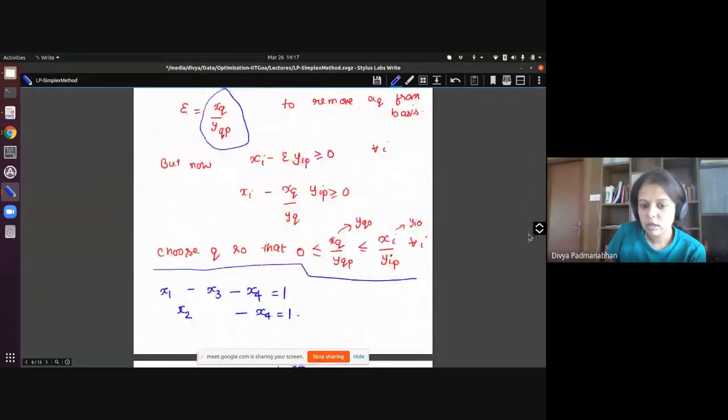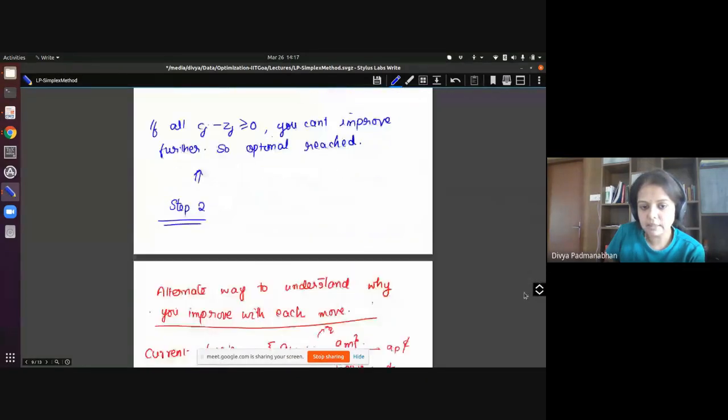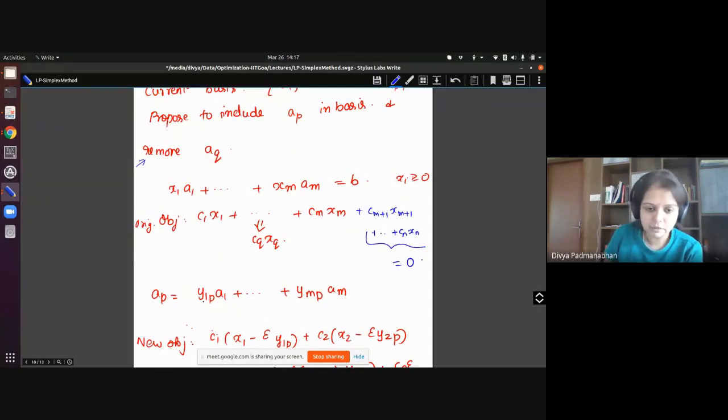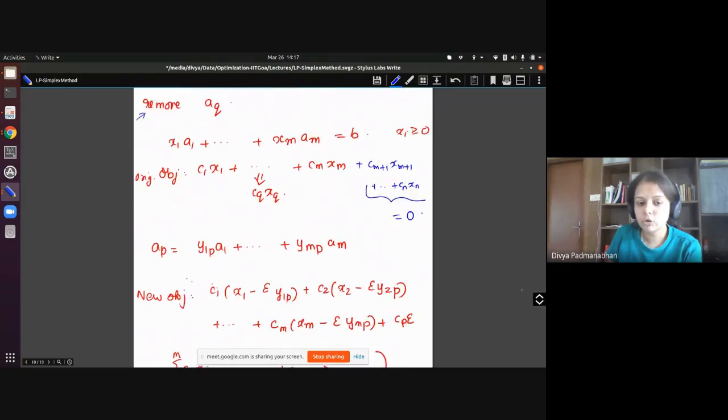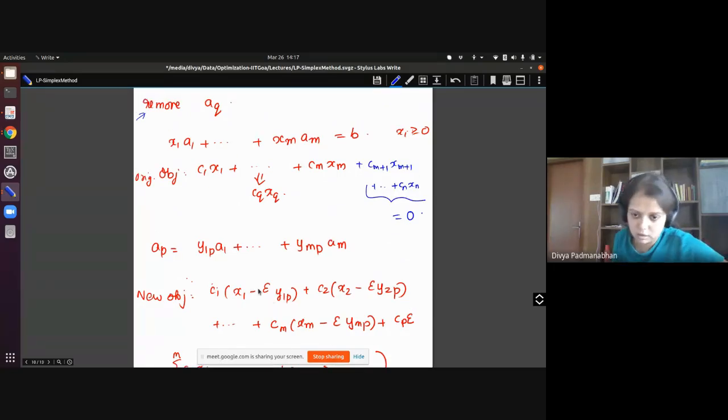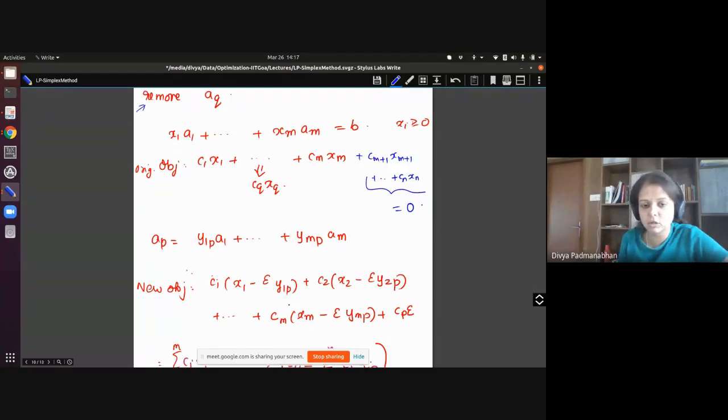So effectively you can write it in this way. The pth column, you can write as y1p times A1 plus so on up to ymp times Am. Now if you are going to include AP into the basis, the objective that's going to result from the new basic feasible solution, what you're going to do is include P and remove some Q, right?